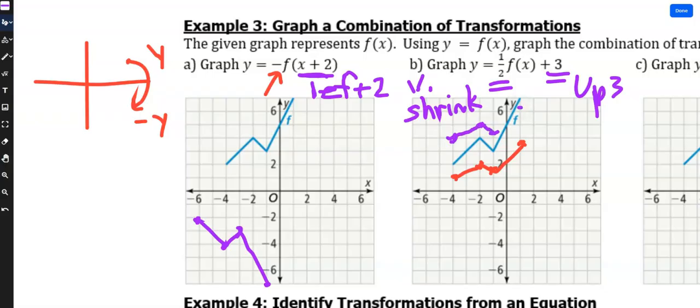So, split it up. So the red one is not part of your final answer. Well, we did the shrink first, which brought all the values closer to the x-axis, since it was a vertical shrink. And then we moved the whole graph up 3.